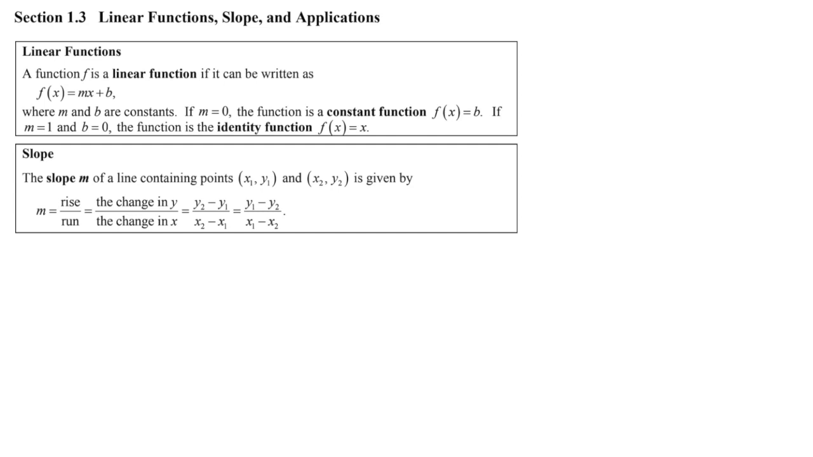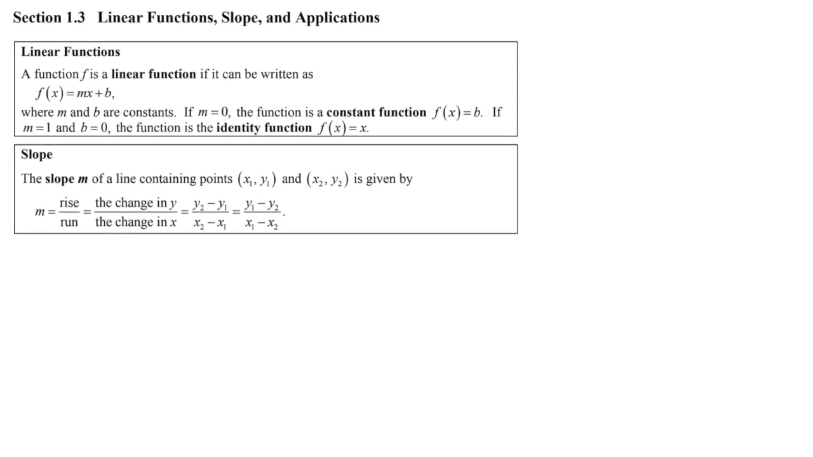If m is equal to 0, so if our slope is 0, this is known as the constant function. We would also call this y equals b, so y equals a number, so it would be a horizontal line. If m equals 1 and b equals 0, the function is known as the identity function, so f of x equals x or y equals x.